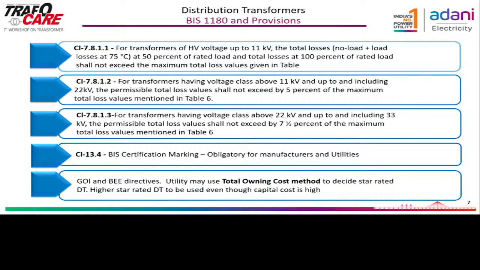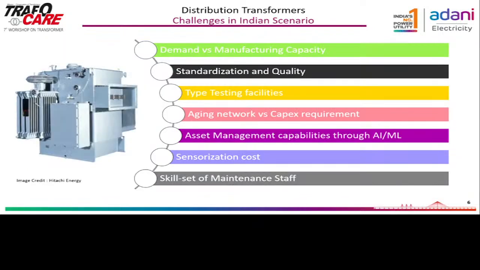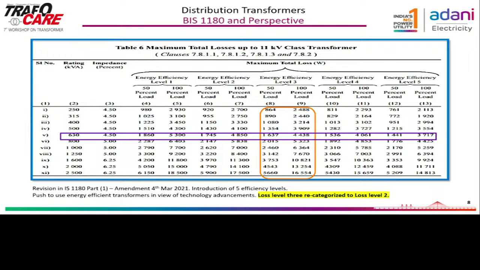BIS license to manufacture as well as the efficiency. So energy levels they have specified; now there are 5 energy levels. Utilities need to specify this in their specification and get the transformer manufactured. There's one more point I wish to cover: the total owning cost principle that utilities need to give consideration to, which the Government of India and the Bureau of Energy Efficiency have been saying. This is a good thing. Based on the complete life cycle cost, the transformer needs to be selected.